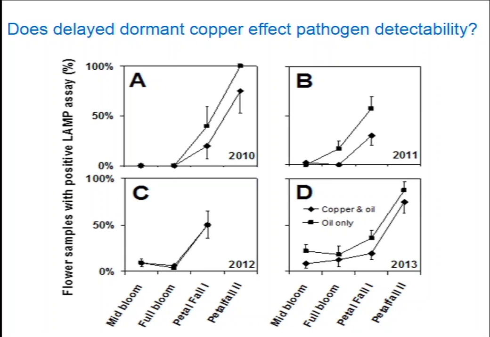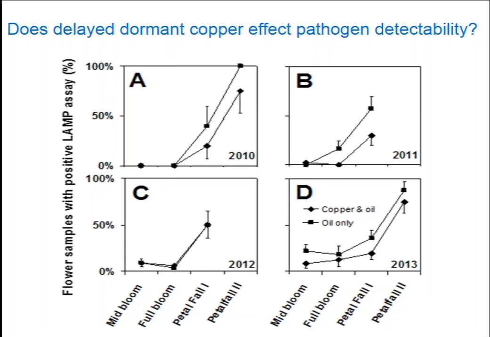In 2011, you saw the same pattern, about 20 to 30% less inoculum, and you have a delay, you can see, of almost an entire period of bloom, from mid-bloom to full bloom, of when you were getting inoculum buildup. Now, in 2012, which was a cold, wet year, there was very little inoculum for a long time, and there was no difference in treatments.